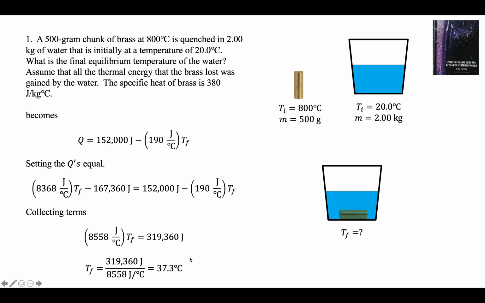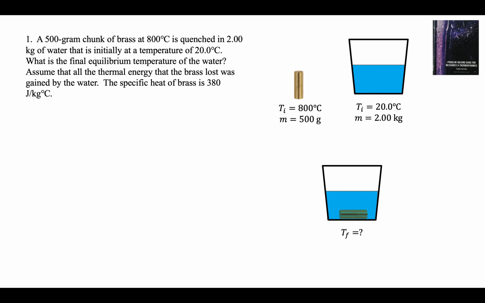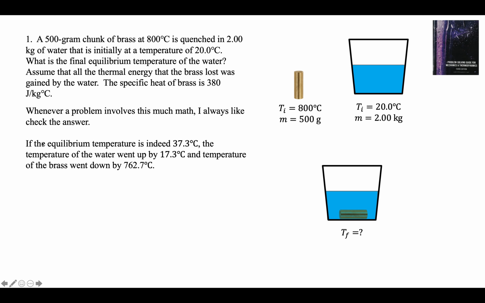That sounds about right, but we did a lot of math, and whenever we do a lot of math, I have a big propensity to make a mistake, so I like to check the answer. So what I'm going to do is calculate how much energy the water gained. If the equilibrium temperature is indeed 37.3, the temperature of the water went up by 17.3, since it started out at 20. So delta T for the water is 17.3, and delta T for the brass is 762.7 because this started at 800.